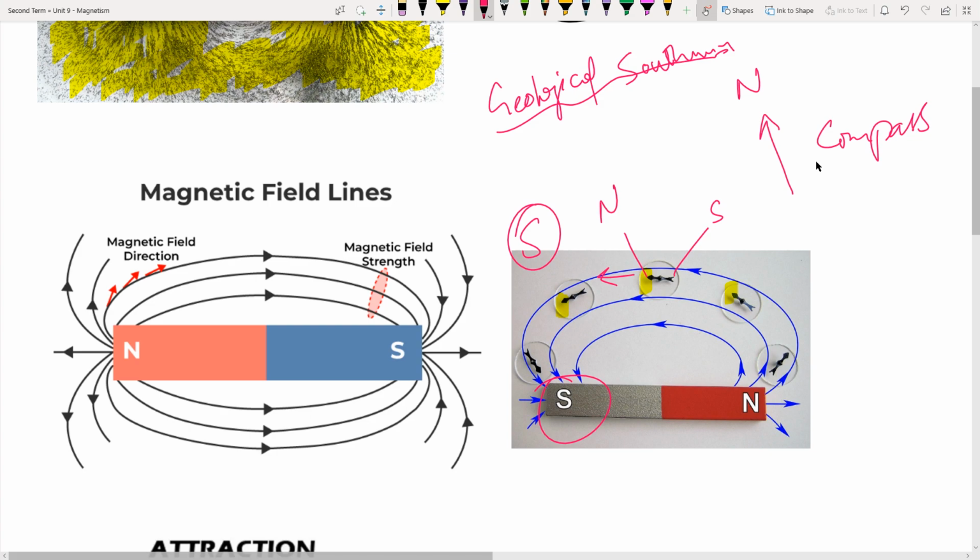And what is a compass? A compass is a device which has a small little floating magnet which can rotate, and it gives you the direction of any magnetic field.